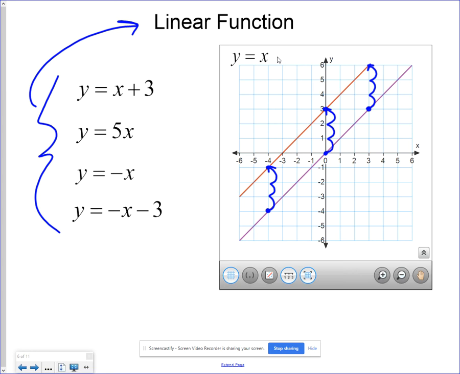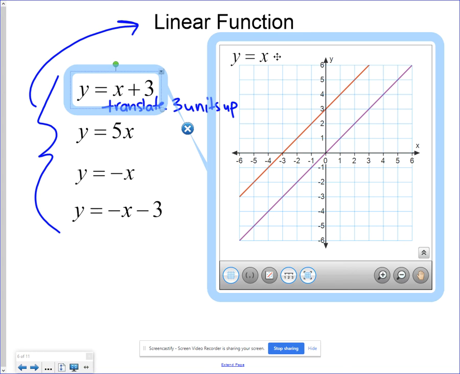So this is a translation, 3 units up. Adding a plus 3 to the parent graph translated it up 3 units. Let's write that out: a translation, 3 units up.